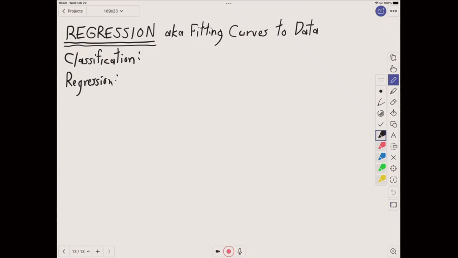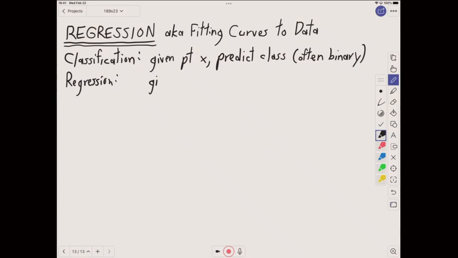In classification, the goal is that when you are given a test point X, you will be asked to predict the class of that point. And that's often a binary decision. Sometimes it's a 3-way or a 10-way decision, but it's discrete. Regression is, you're once again given a test point X, but now you're asked to predict a numerical value, generally on a continuous scale.